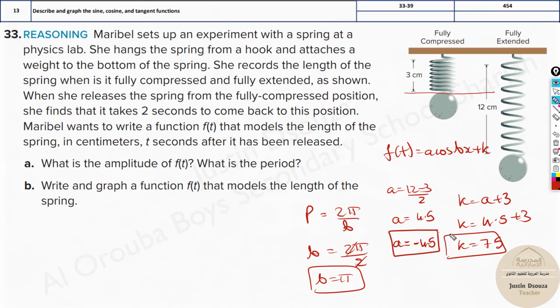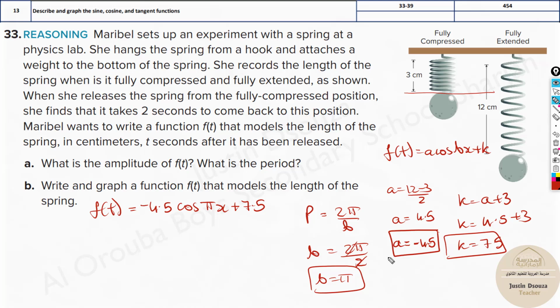So we found all these. Now just put it back in the equation. Function f of t will be equal to minus 4.5 cosine pi x plus 7.5. This is your function f of t. If this is one of the options, you can just test a few of these and figure out which is the correct answer.